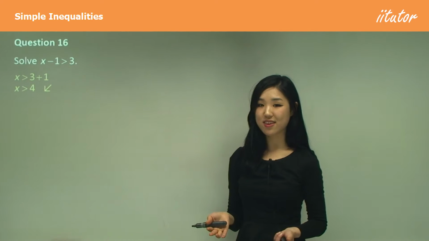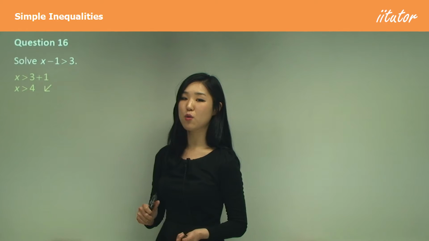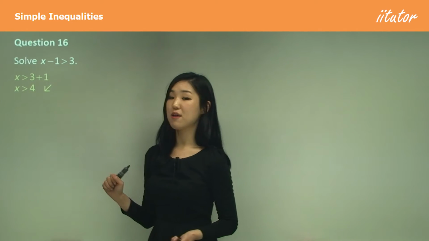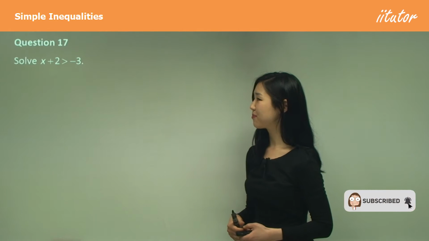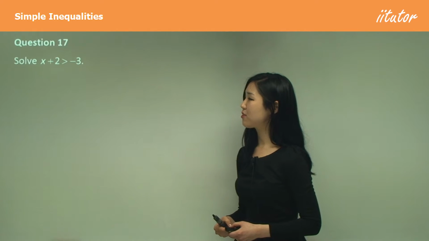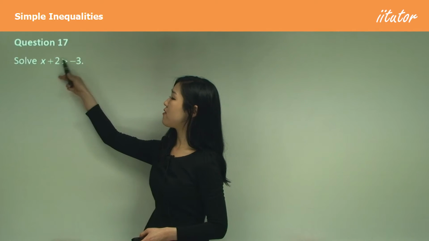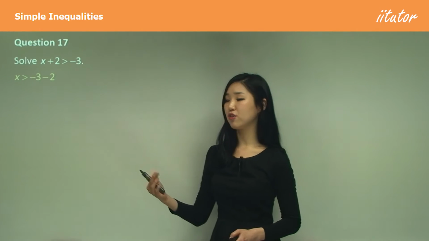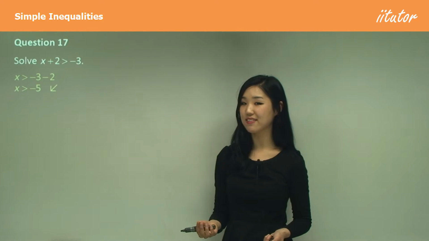You don't have to do anything else, nothing special, nothing different with the equations. Same for the inequalities. You just move it over and make it 4. So x is greater than 4 is the answer. Now x plus 2 is greater than negative 3. Again, move the 2 over to the other side by subtracting 2, and that will make negative 5. So x is greater than negative 5 is the answer.